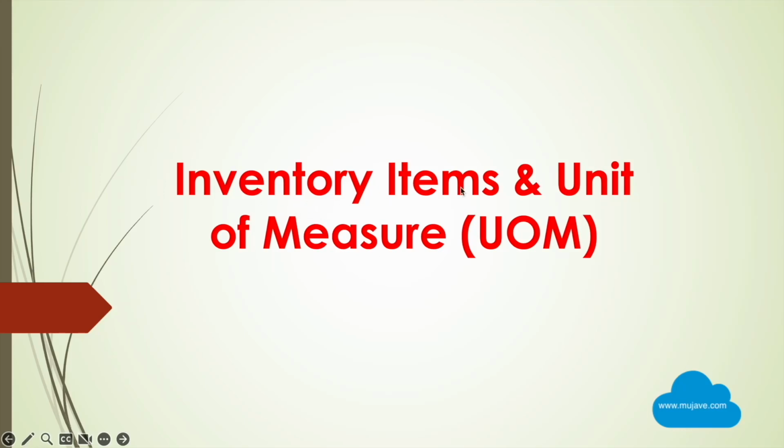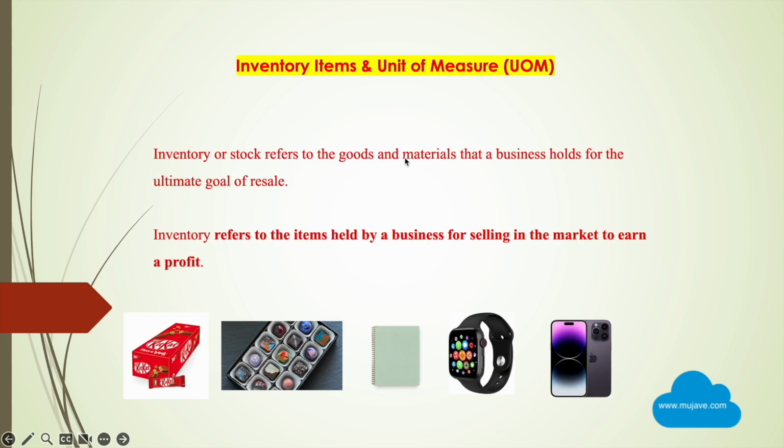Then inventory items and unit of measure. Inventory or stock refers to the goods and materials that a business holds for the ultimate goal of resale. Inventory items refers to the items held by a business for selling in the market to earn a profit. And unit of measure. It is a unit in which we sell a particular product.